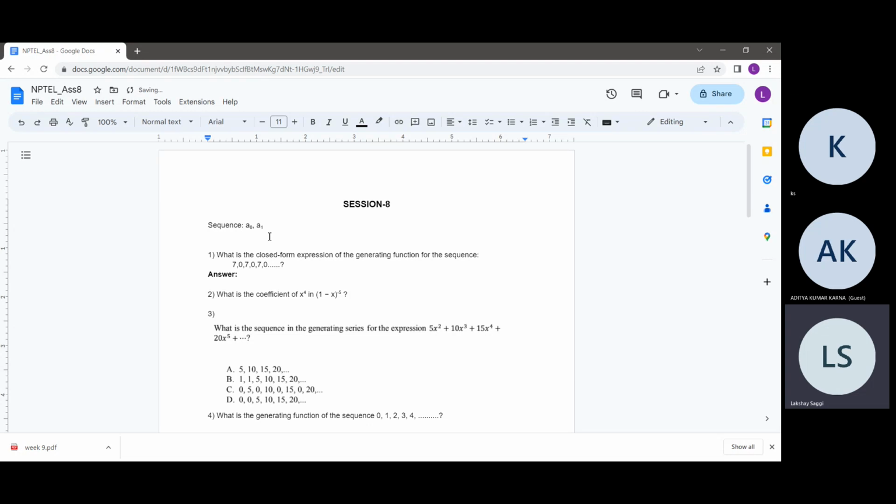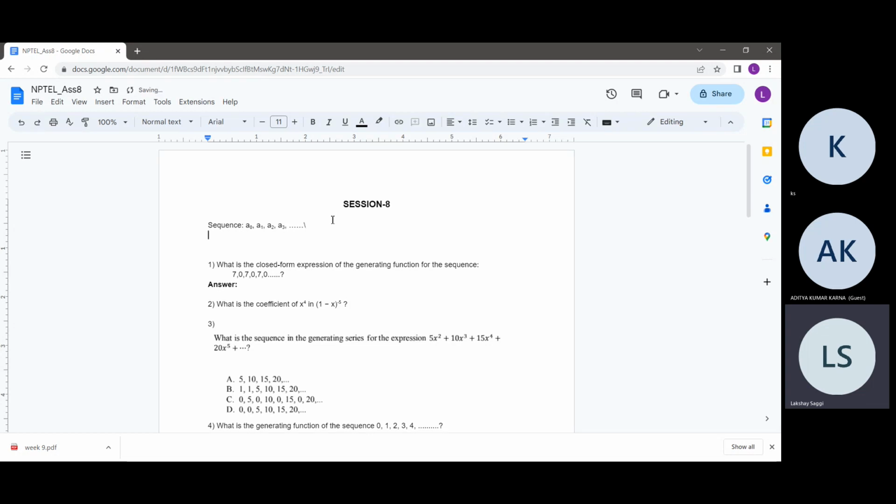The first number can be thought of as A0, then the second number is A1, the third number is A2. Basically, you can think of it as a series which is indexed. The first element is the zero-index number, the second element is the one-index number, the third element is the second-index number. So this forms the sequence: A0, A1, A2, A3, and so on up to infinity.